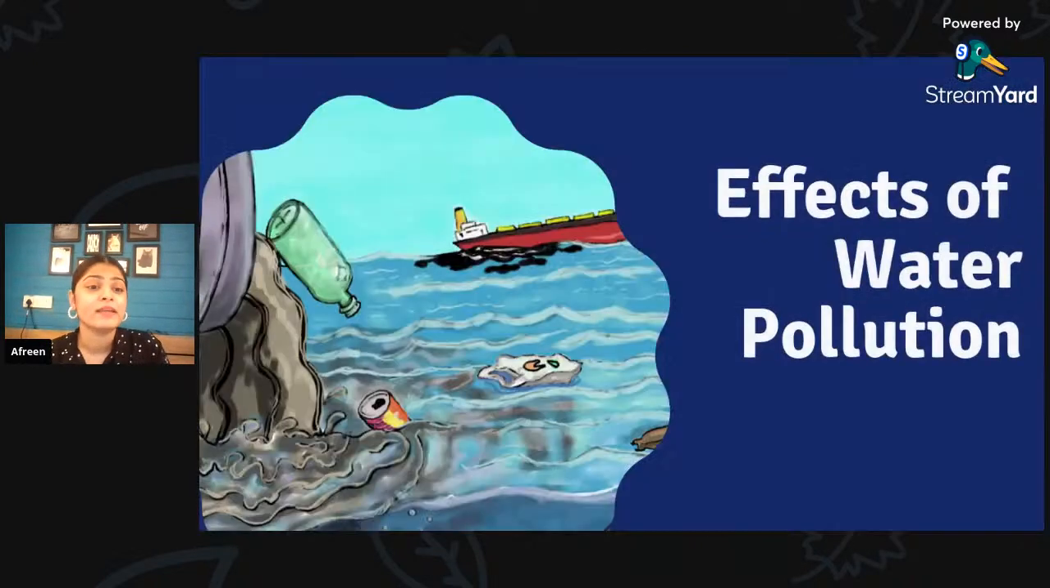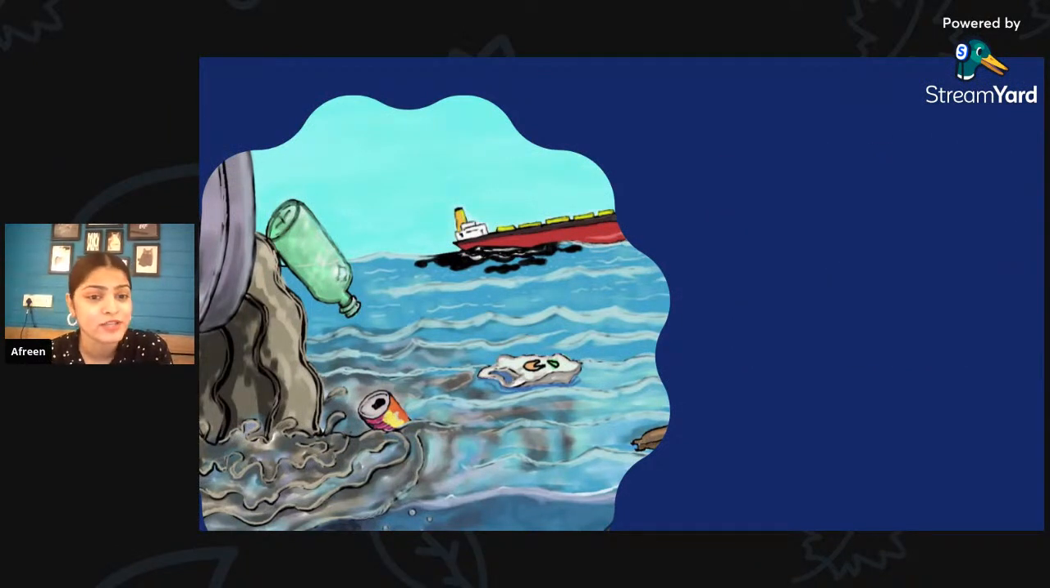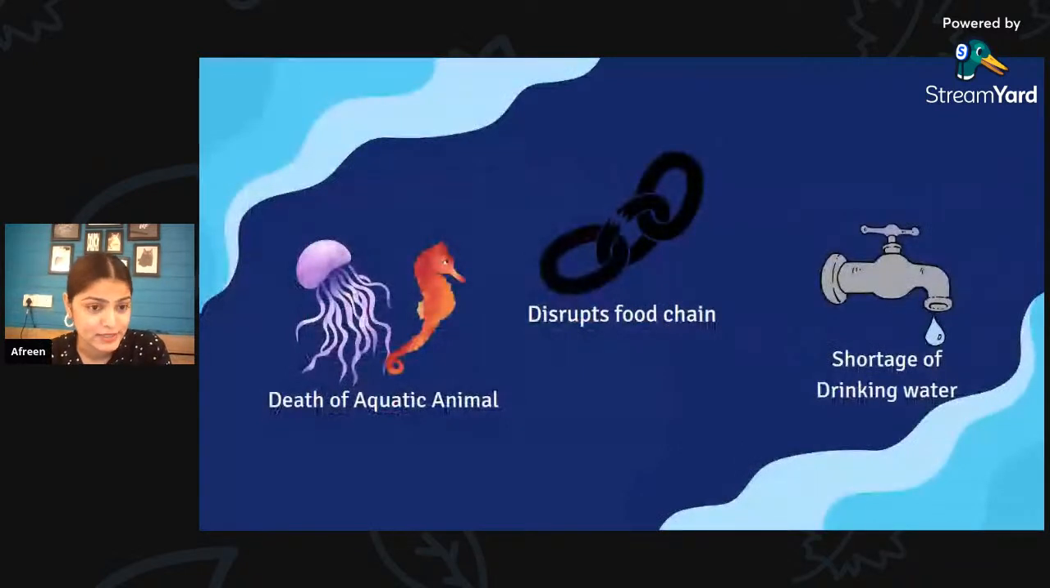Now, let's look at the effects of water pollution. Water pollution can have disastrous effects on the environment. So, the effects are water pollution leads to decreased oxygen levels in the water bodies, which severely harms aquatic life. Water pollution from significant events like acid rain or oil spills can destroy marine habitats. Water pollution disrupts the food chain on land, water, and air. It also causes a shortage of drinking water.